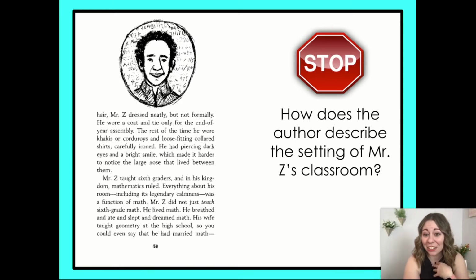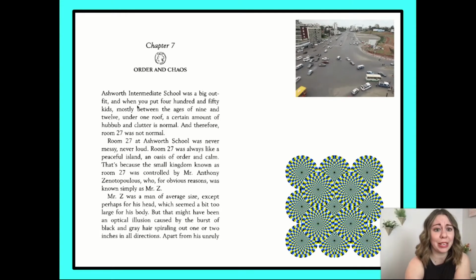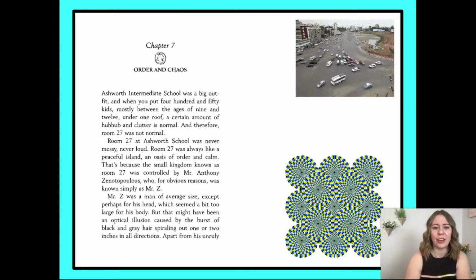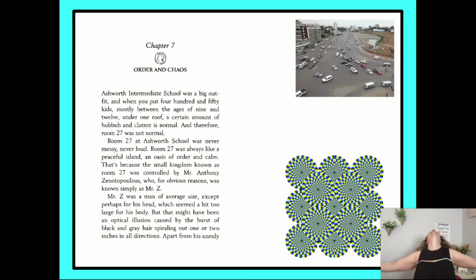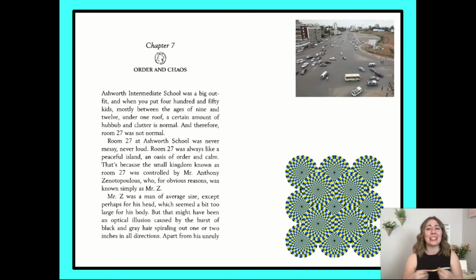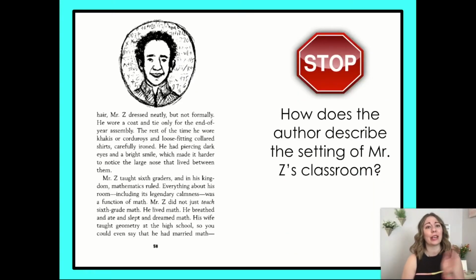So let's think. How does the author describe the setting of Mr. Z's classroom? When you look, it first describes Ashworth Intermediate School. So the school says that you have 450 kids, and then there's a little bit of hubbub and clutter, right? So room 27 is not normal in the school because it's always like a peaceful island. Imagine a nice peaceful island. Oh, I would love to be on an island on the beach right now, right? An oasis of order and calm, okay? And so I can imagine right now that this classroom is very ordered. It's not loud. It's not chaotic. It's just very calm. So when the author is describing that and then going on to describe Mr. Xenopoulos, the teacher in that room, I'm getting a really good picture in my mind of what he and his classroom are like. It seems like a nice, calm place that kids could enjoy being.